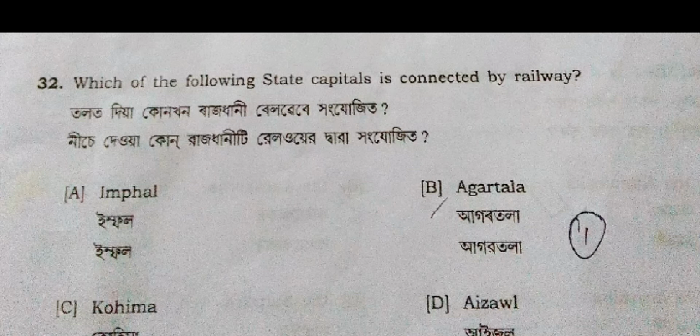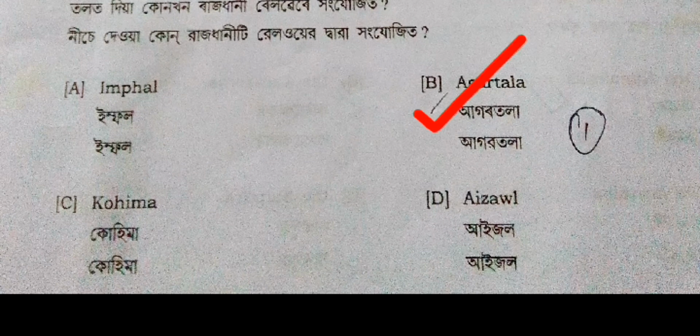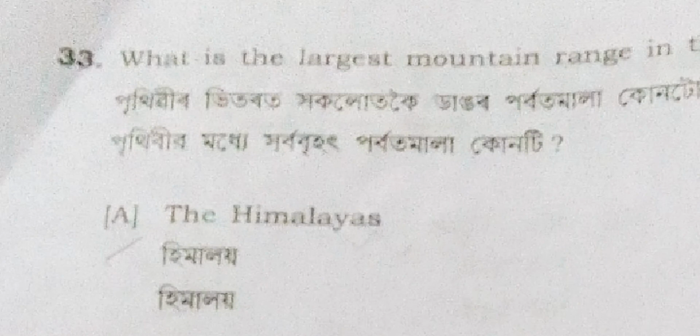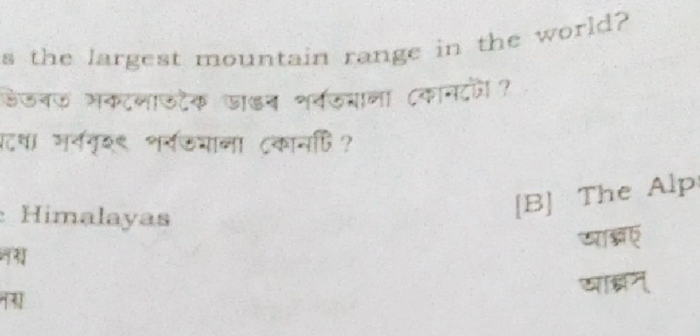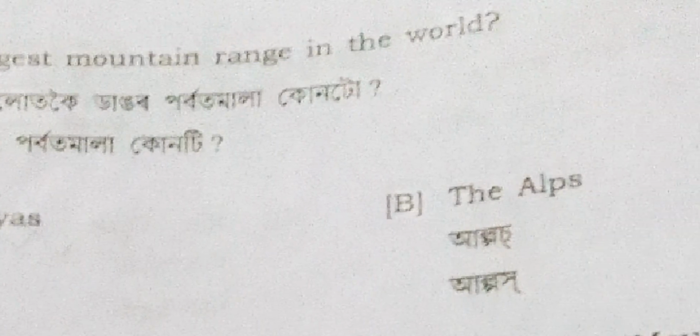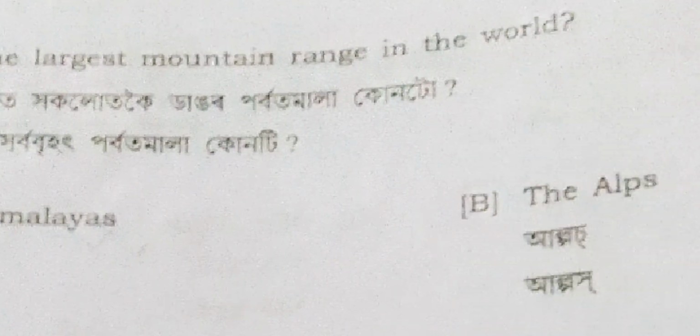Okay, the next question is, what is the largest mountain range in the world? Is it A, the Himalayas, B, the Alps, C, the Andes, or is it D, the Rocky Mountains? The answer is the Andes, C.